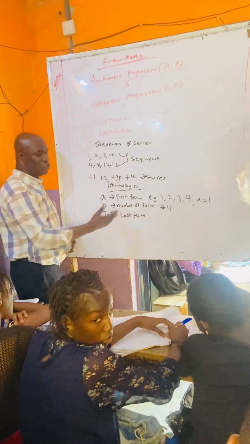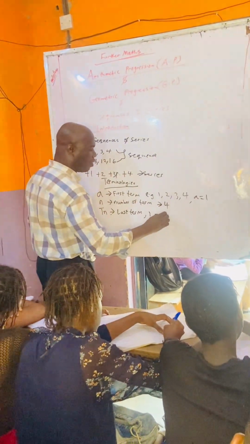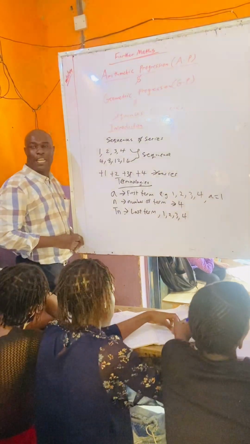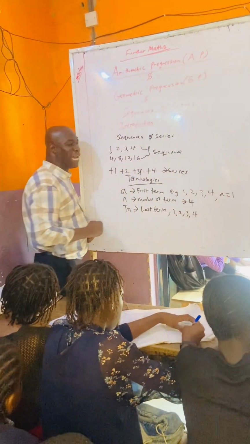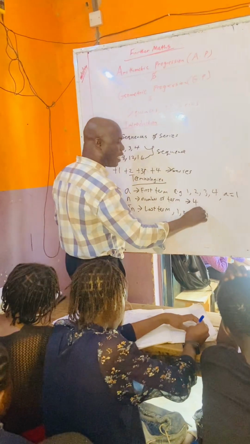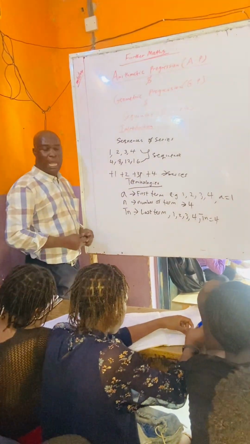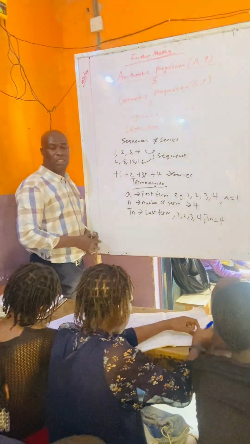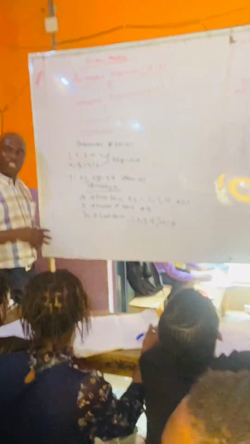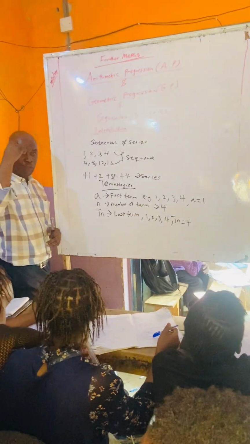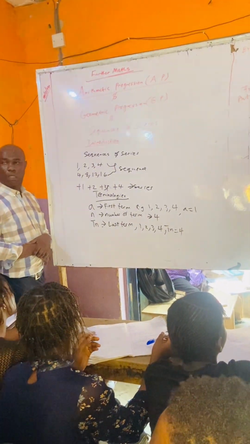So look at this now. 1, 2, 3, 4. The last term here is what? 4. Meaning that your Tn here is equal to 4. I'm giving all this because there will be a time they will give you some question. They will not simplify it for you. They want you to use your brain to do that. Are we together? All right.